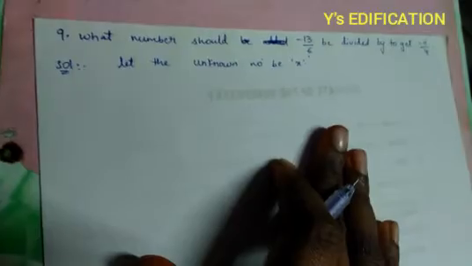We don't know the number, so let the unknown number be x. If you don't know the number, we have to assume that number as x. So I have to divide this number by an unknown number to get this answer. That means (-13/6) divided by x is equal to -11/4.